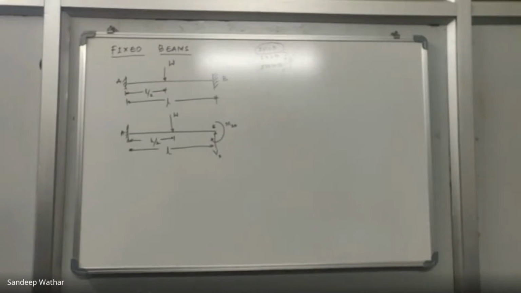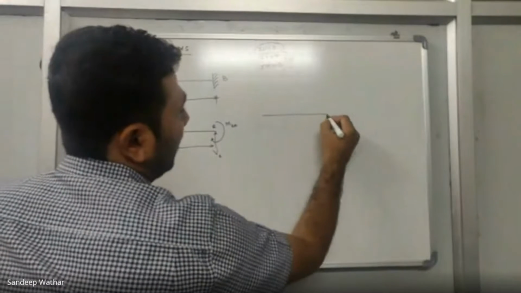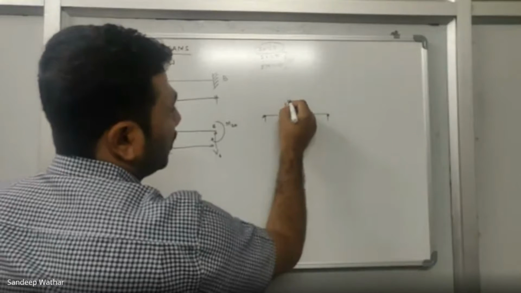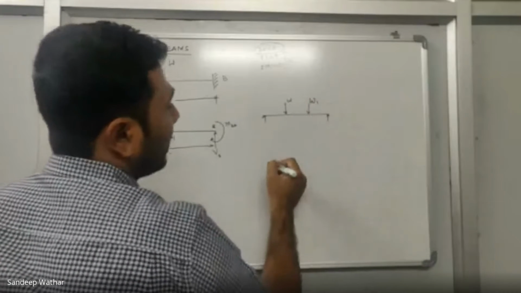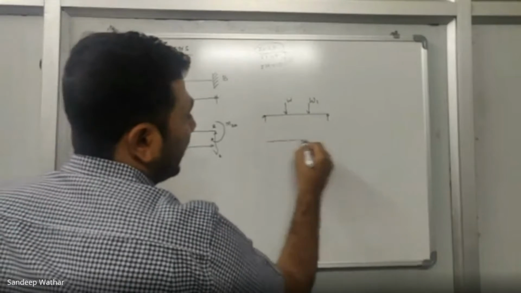So I hope you all remember what the principle of superposition is. Now I'll give you a simple example. Assume that we have some beam like this. Okay, I applied a load here, W. Then there is another load which is W1. If I want to solve the reaction here, I can individually solve it.